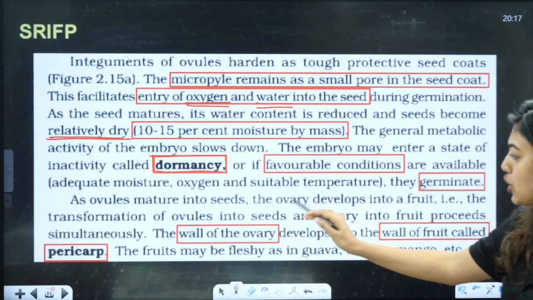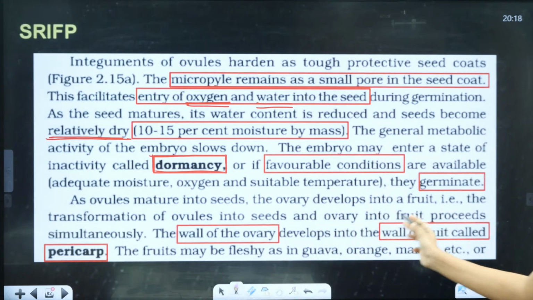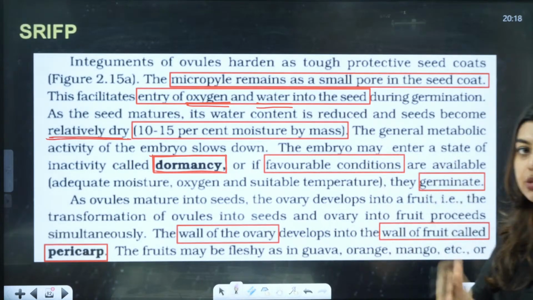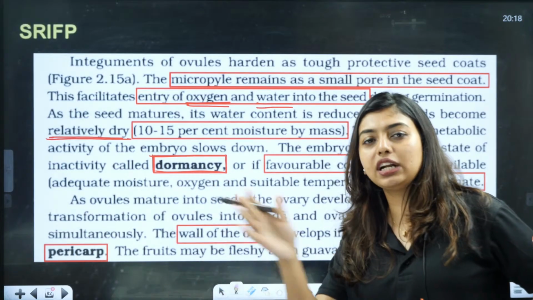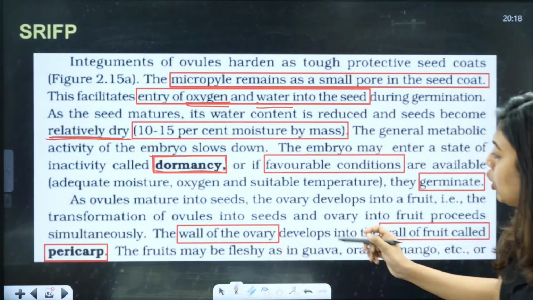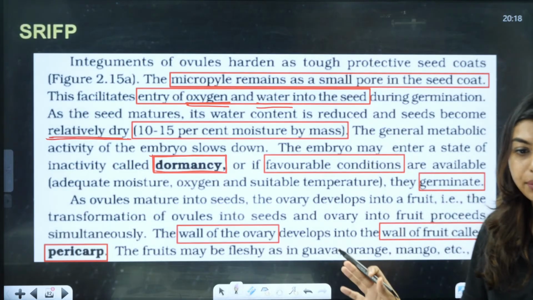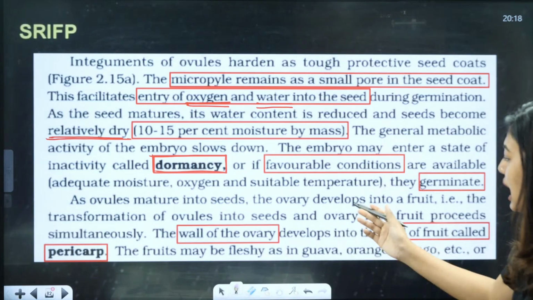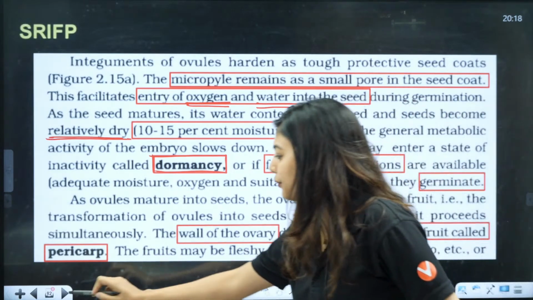As the ovules mature into seeds, the ovary develops into fruit. The transformation of ovules into seeds and ovary into fruit proceeds simultaneously, continuously. Like the first PU exam and second PU exam happening continuously, one in one room and the other in another room, not separately. So the walls of the ovary develop into the wall of the fruit called pericarp.